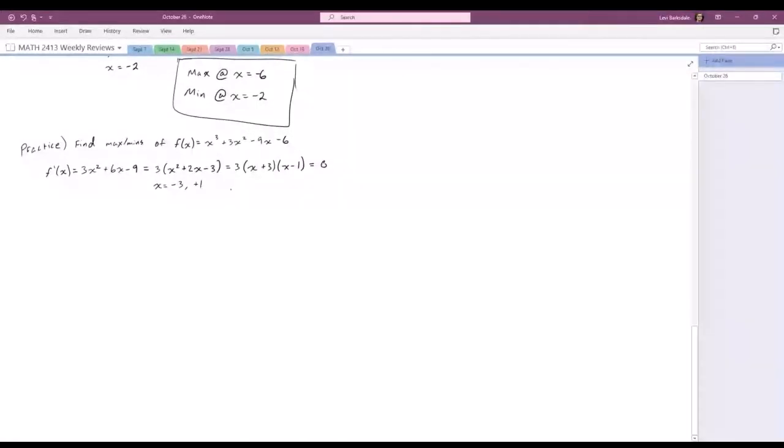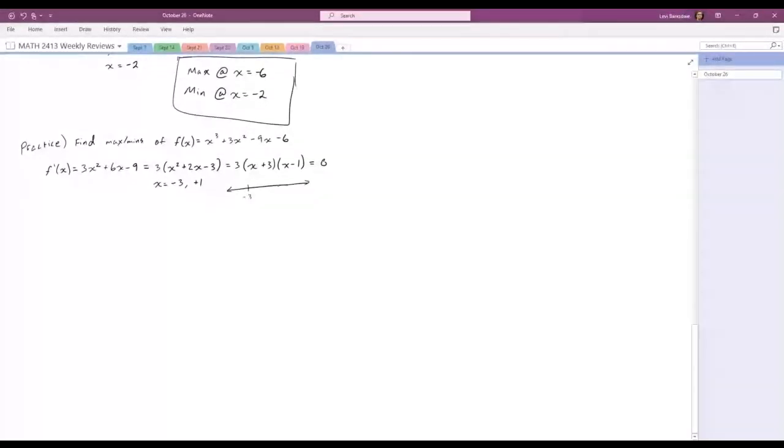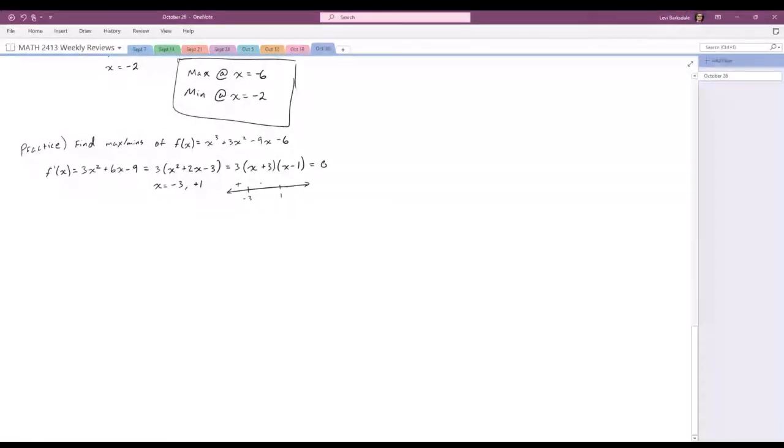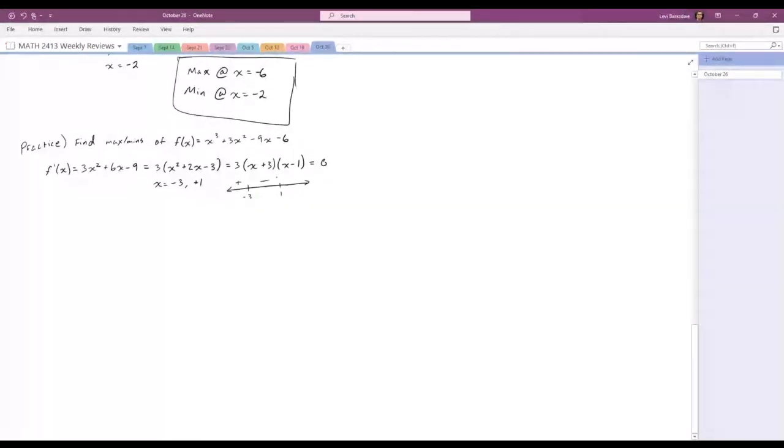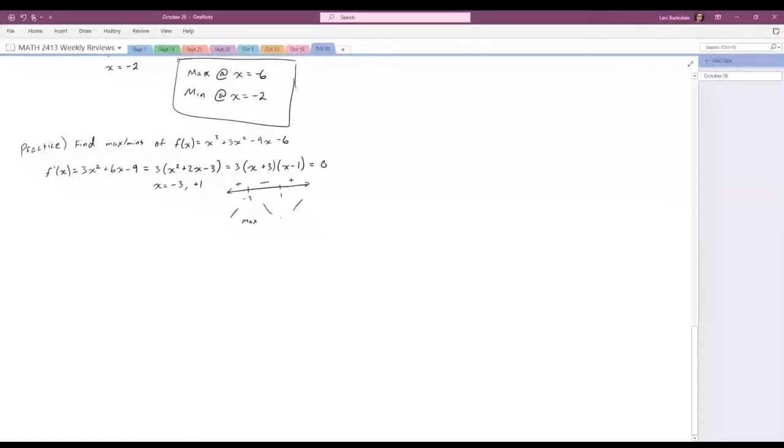Again, I'm just going to make my number line. So I'd have -3 here and +1 here. When I plug in a number smaller than -3, I'm going to get a negative times a negative, so it'll give me a positive. Between -3 and +1, such as 0, a positive times a negative gives me a negative, and finally, above 1, I would get a positive number. So again, I can see that here we have a max, and here we have a min.